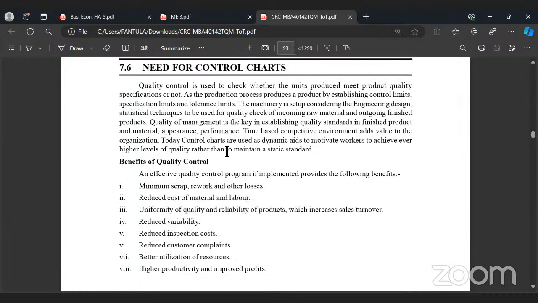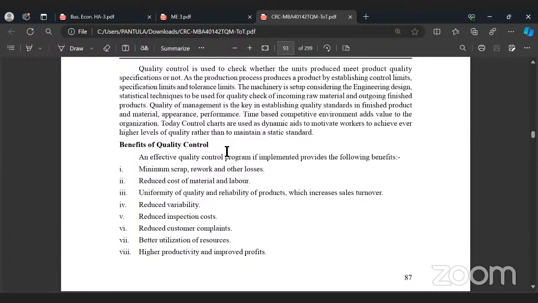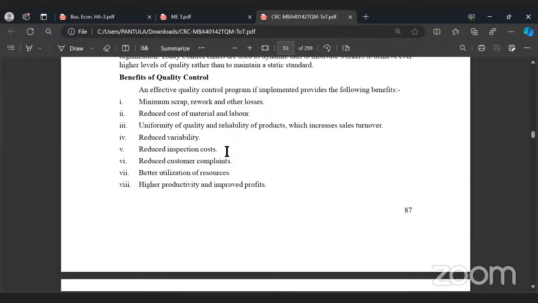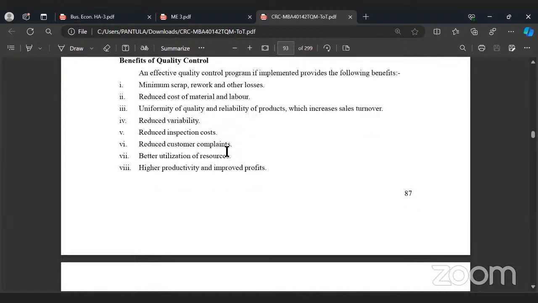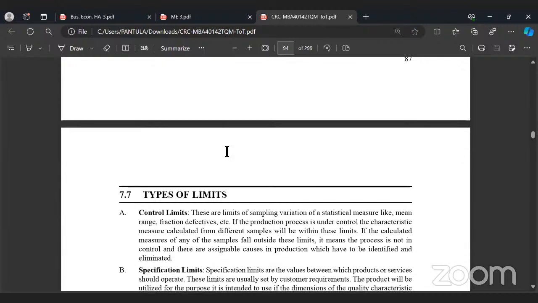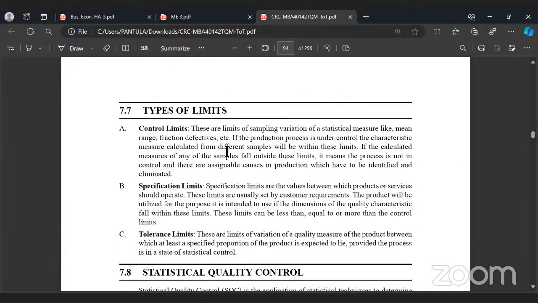So why do we need to go with charts? With charts, there will be minimum scrap, less rework, reduced cost of material, and reduced variability, better uniformity, quality and reliability. Next, it gives increased sales turnover, reduced inspection cost, reduced customer complaints, and better utilization of resources. There are types of limits: control limits, specification limits and tolerance limits.